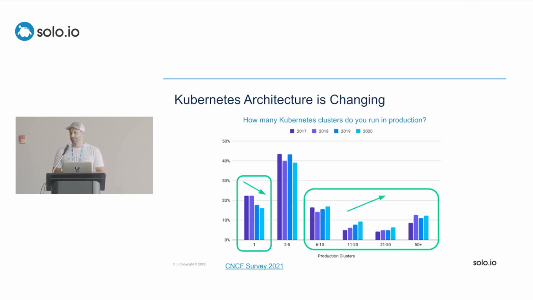What I found interesting, I found a really neat infographic here, is that, actually, before I even said that, how many people are running more than one Kubernetes cluster in production? Most of you. So this survey from the CNCF is really interesting: people running just one cluster in production is actually decreasing, and multiple clusters in production is rapidly increasing from 6 to 10 to 50 plus. And so we're going to talk about the evolution of that as it relates to service mesh today.